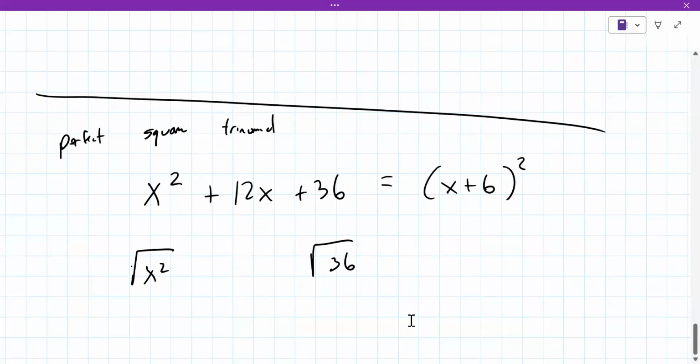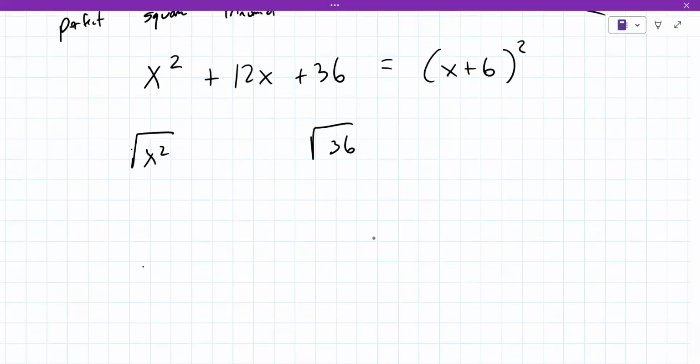Okay. We're gonna do a few more to kind of get you to see how these things work. So let's say I gave you something that's like y squared plus 20y plus 100. What would go in parentheses over here?